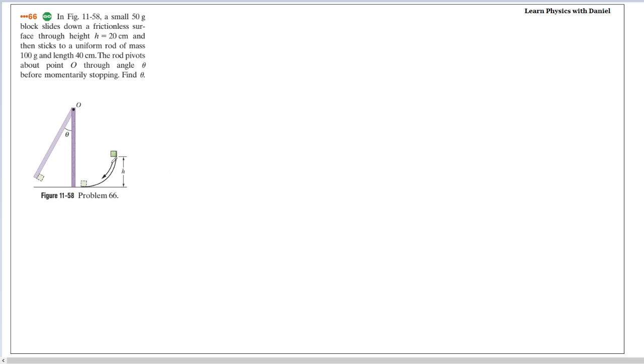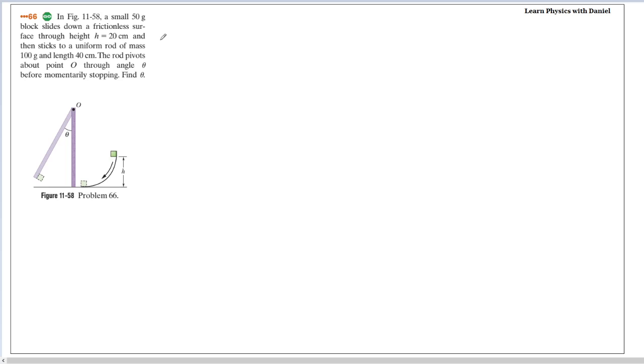The first part, the block sliding down the slope, we will use conservation of energy. The second part, the block colliding with this rod, we will use conservation of angular momentum, and when the rod and block rotate upward, that is again conservation of energy. So let's start with the first conservation of energy.